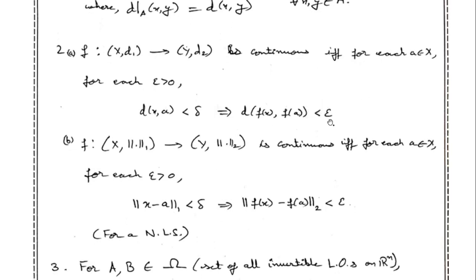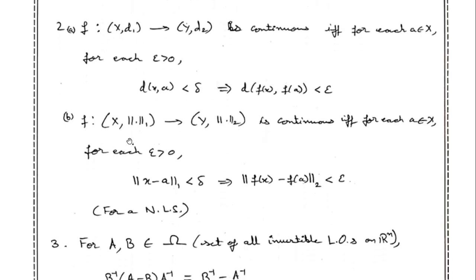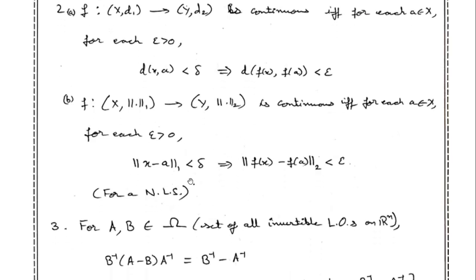Okay, now let us go to the normed linear spaces. Instead of metric spaces, we will have normed linear spaces. I am particularly considering here X with norm 1 and Y with norm 2, and we have to say that this mapping f is continuous. Now, what will be the definition? If and only if simply this part is replaced with the norm 1 of x minus a, and this part is replaced with the norm 2 of f(x) minus f(a). Exactly replacing this, we get the definition of continuity in a normed linear space.